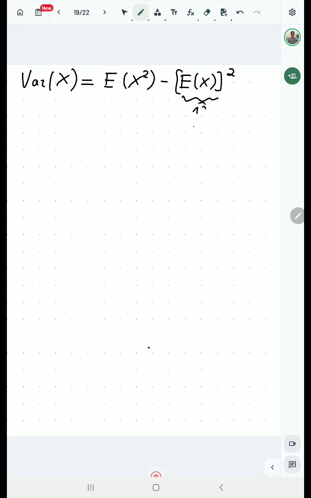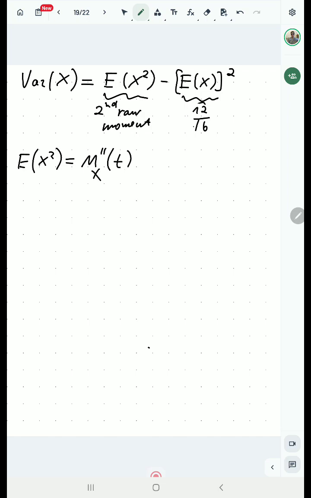This is equal to 12/16. We have already found that. Now, this is the second raw moment. To get this second raw moment, we can use this trick: you are taking the second derivative of the moment generating function and then setting t equal to 0.